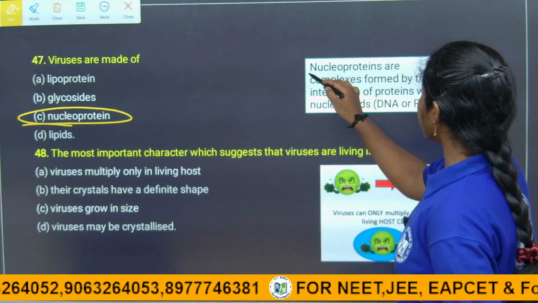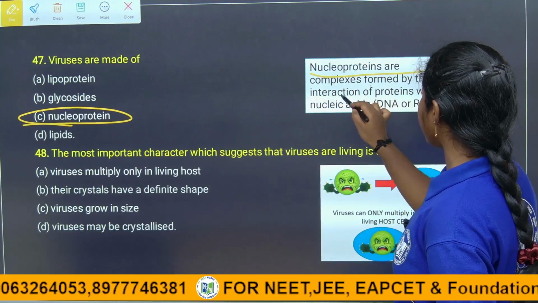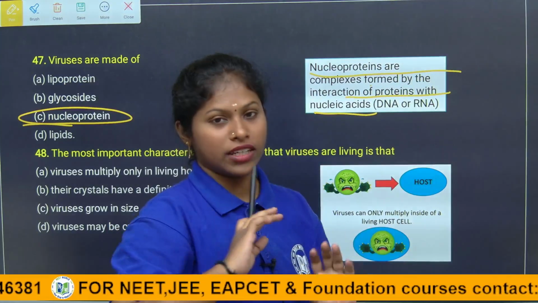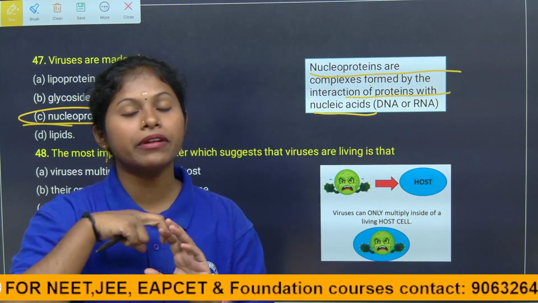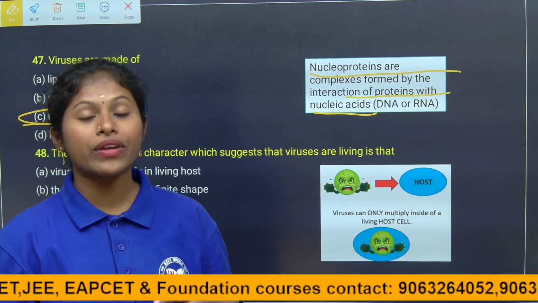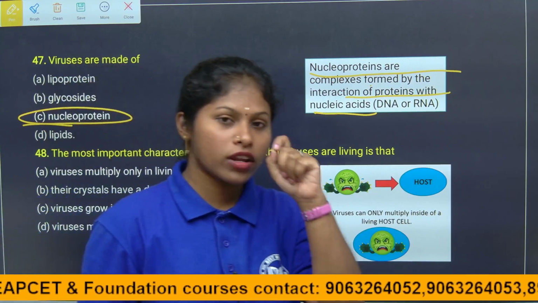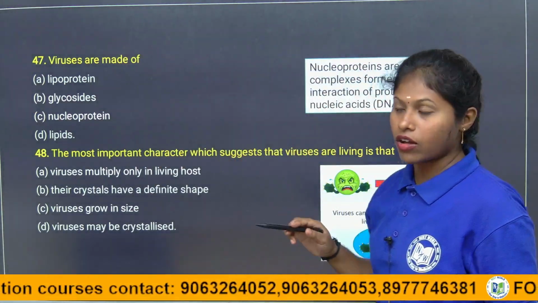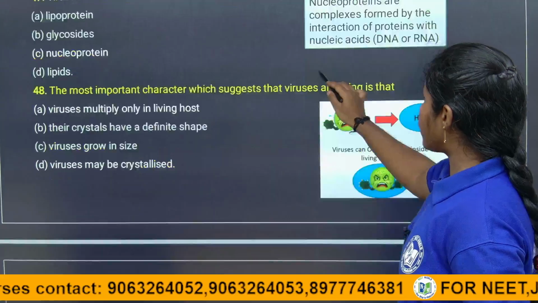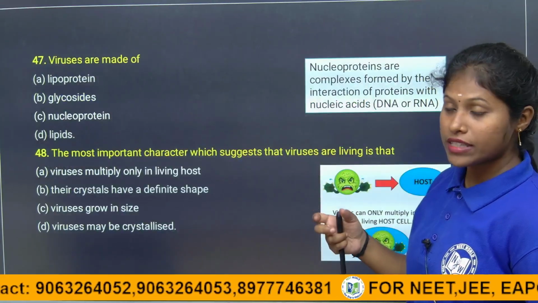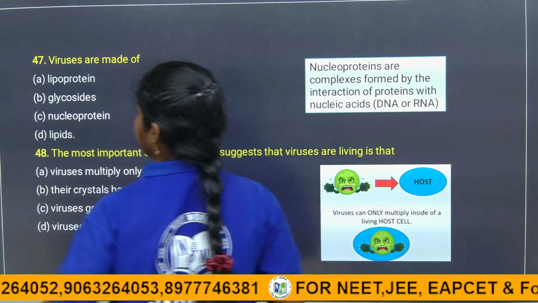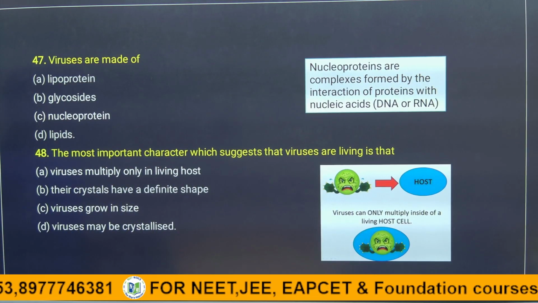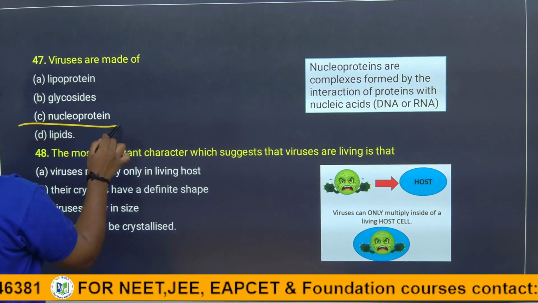Nucleoprotein complexes are formed by the interaction of proteins with nucleic acids. So they are protecting the genetic material, ensuring it is not damaged. That is how viruses can affect. Even though they are smaller than bacteria, they affect multicellular organisms like plants, animals and all that. This is why they are powerful, because they are made up of nucleoproteins, the interaction of DNA or RNA with proteins. So here, children, C is the right answer for it.